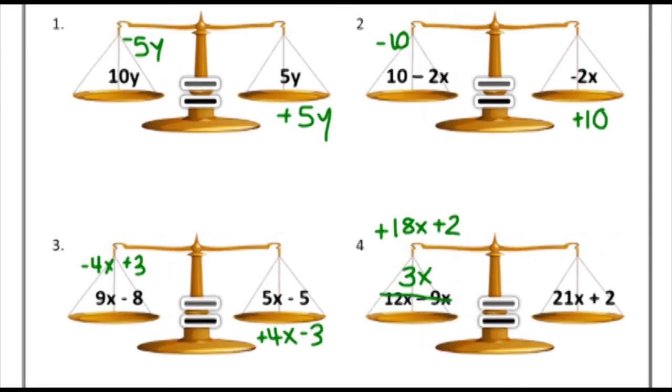We are seeing opposites happening. Same digits. 5y, 5y, negative 5y, positive 5y, 10, 10, negative 10, positive 10, or minus 10, adding 10. Same concepts, just opposites.